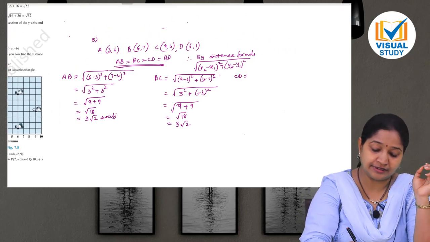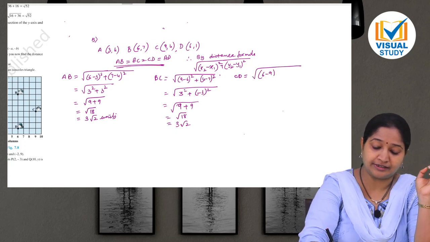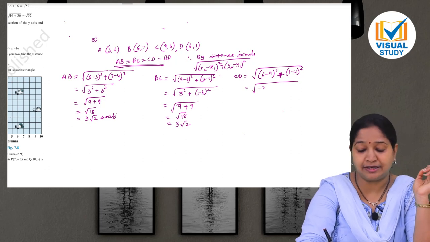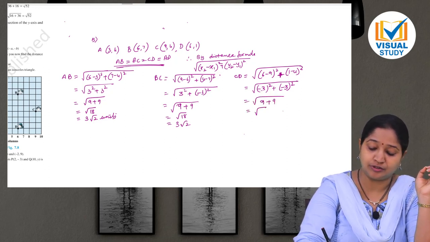CD is CD. That is again 6 minus 9 whole square plus 1 minus 4 whole square. That is equal to 6 minus 9, minus 3 whole square, plus minus 3 whole square, is equal to 9 plus 9, and that is root 18, and that is 3 root 2.